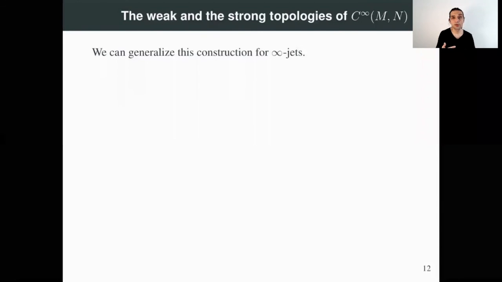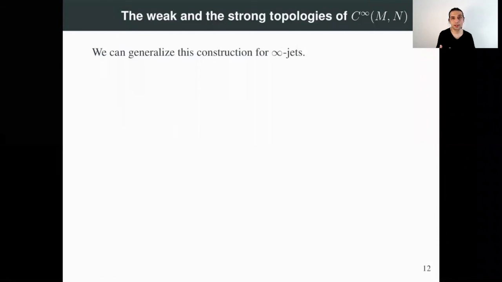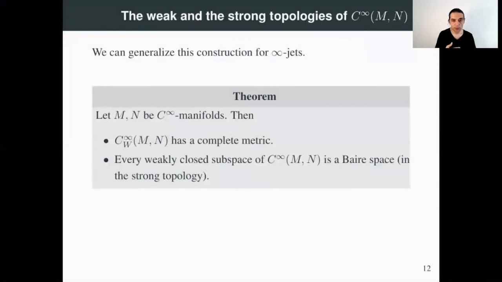We can generalize this construction for infinity jets, but of course we're going to skip the details. What we get is that if M and N are C-infinity manifolds, then the space of C-infinity maps between M and N is a complete metric space for the weak topology, and with respect to the strong topology, every weakly closed subspace of the space of C-infinity maps is a Baire space. Okay, these properties still hold true for the space of C-infinity maps.